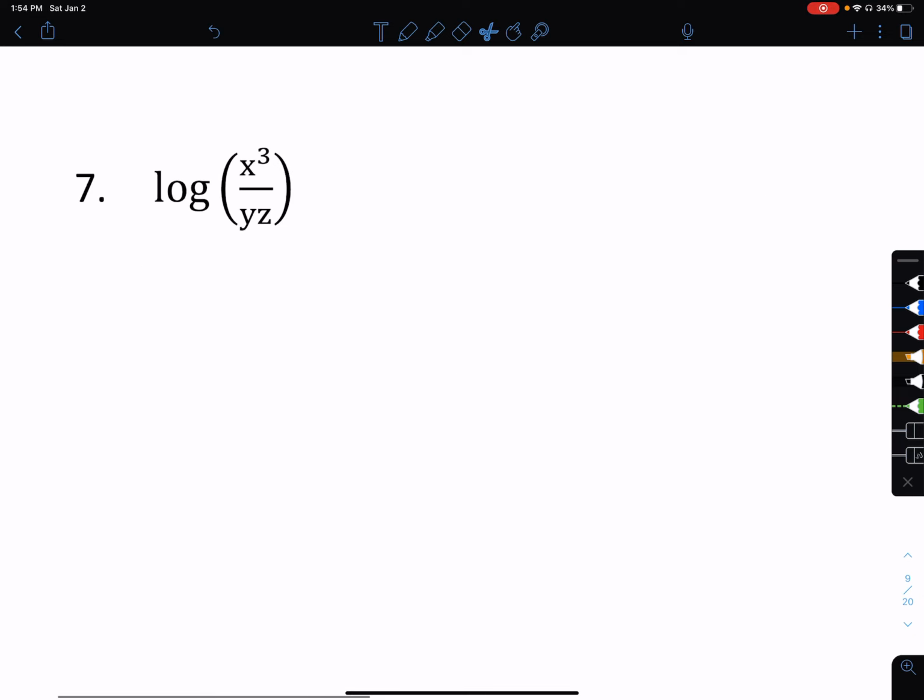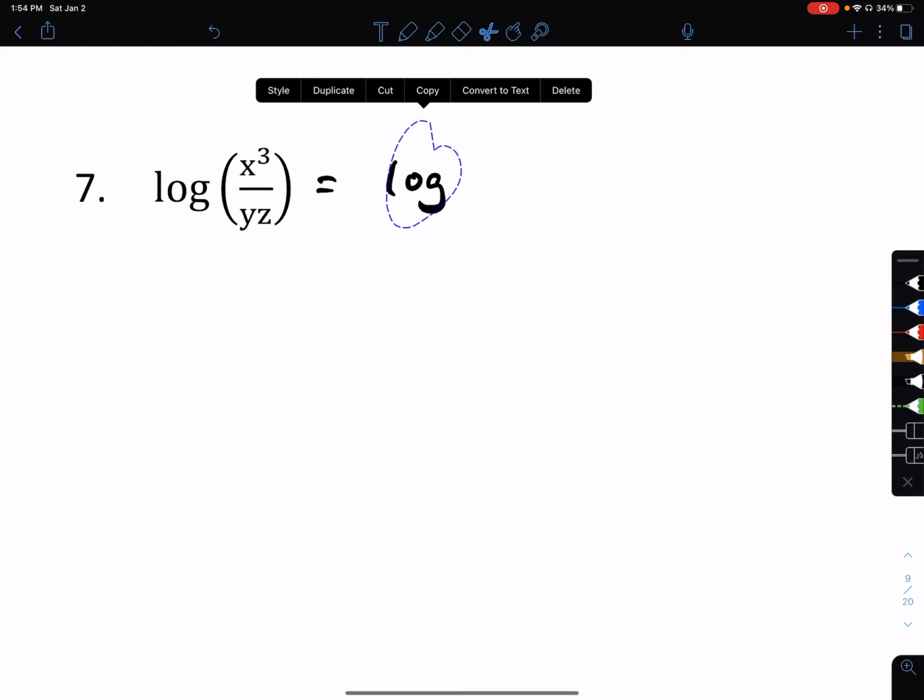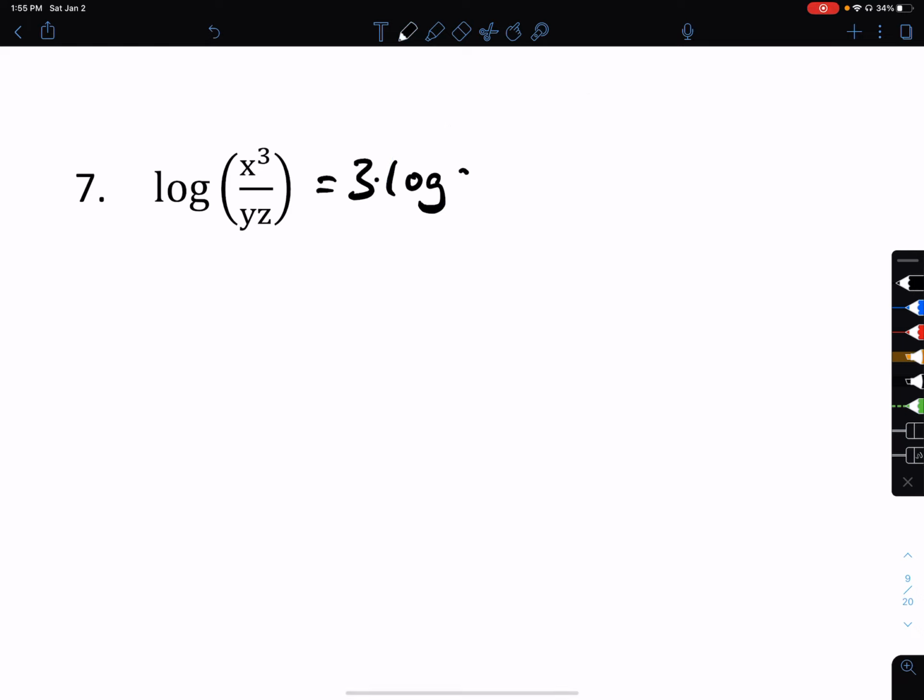Last one. We could write this as common log, let me rephrase that, 3 times common log of x, that covers log of the x cubed, minus common log of y, minus common log of z. Both common log of y and z get subtraction because they're on the denominator of the argument.